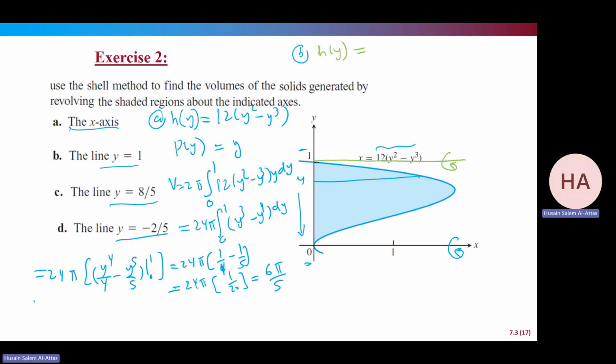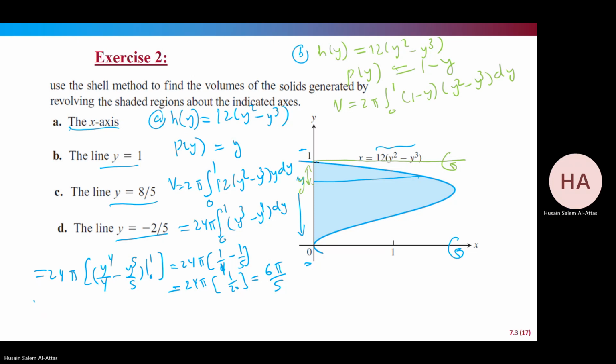H of y will be the same, the length of this line: 12y squared minus y cubed. Now the problem is with b of y. If this is y, I need this distance, which is what? 1 minus y. And the same thing from 0 to 1. So the volume will be 2 pi integral from 0 to 1 of 1 minus y times y squared minus y cubed dy.